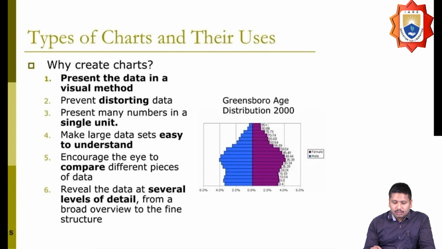Here we can present the data in the form of visualization. We should be able to prevent distorting data, and present the numbers in the form of a single unit. We should also make larger data sets easy to understand, and reveal the data at several levels of detail.